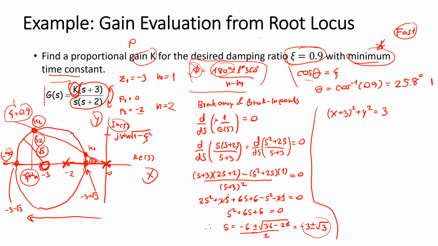And for the line, the constant damping ratio line, the equation for the line is y equal to minus tan of the angle multiplied by the horizontal value, minus x tan.